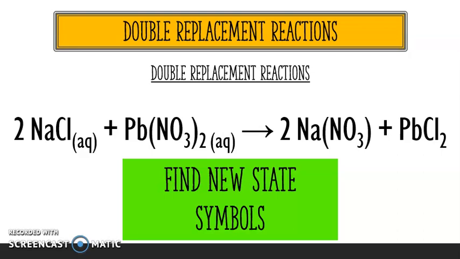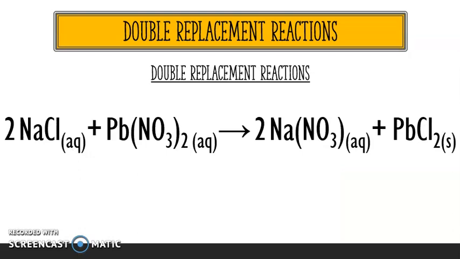A lot of the times halogens make AQ compounds with very few exceptions. And that one exception right now is when it's with Pb. It's going to form a solid. So I throw my beautiful little state symbols up there, and now I have a finished, perfect, balanced double replacement reaction. We've successfully predicted those products.